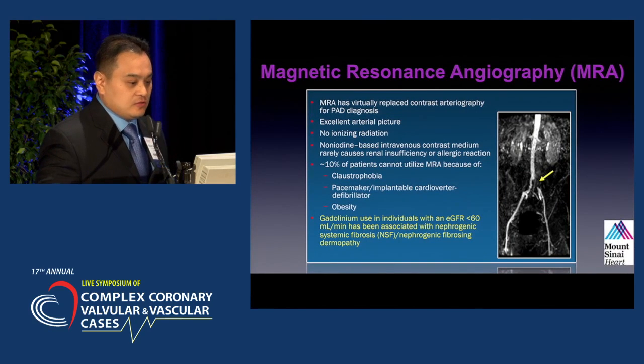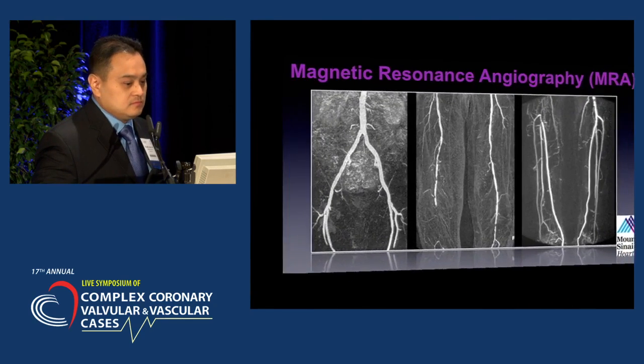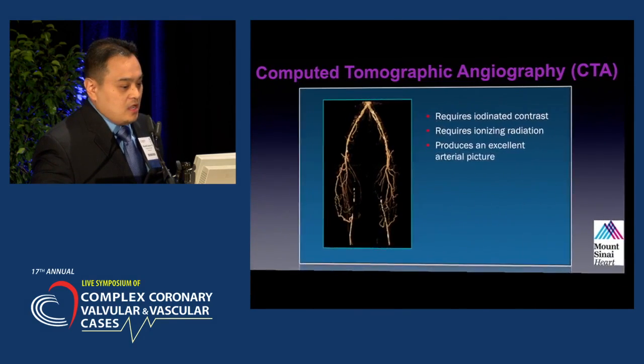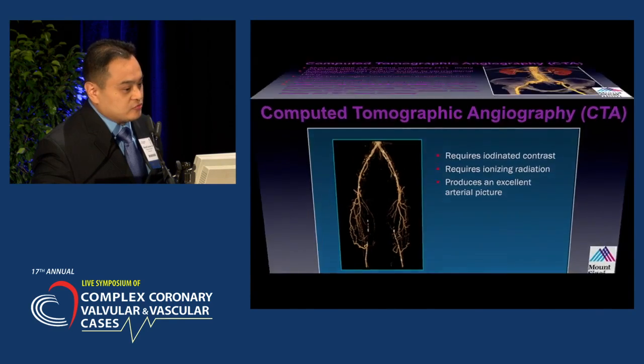MRA is another good source of imaging that allows us to see really good images of the arterial bed. Again, just examples of how MRAs show. And CTA is another way of confirming or helping us see what the arteries look like in the lower extremities.